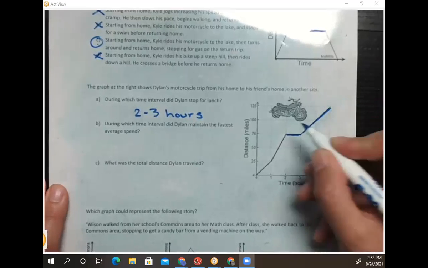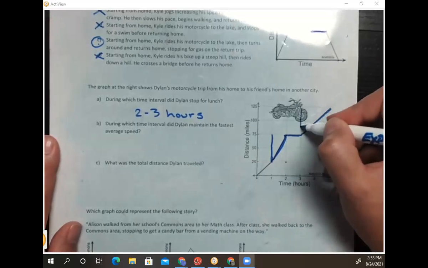During which time interval did Dylan maintain the fastest average speed? When's he going the fastest? From 3 to 5? From 1 to 2. So from 3 to 5, and then from 1 to 2 are the ones that we have in question. How will I know when I'm going the fastest? I'm looking for the steepest portion of my graph, okay?